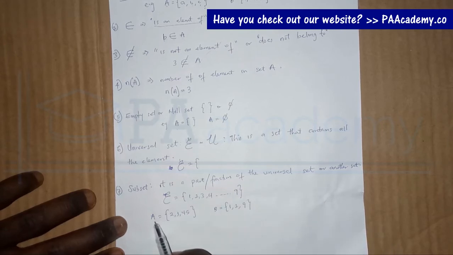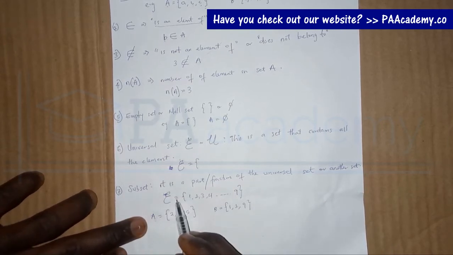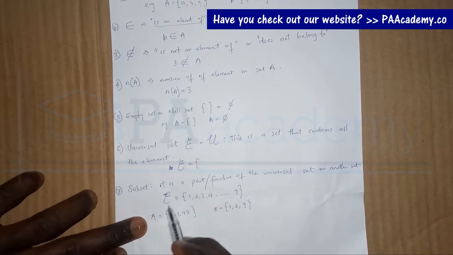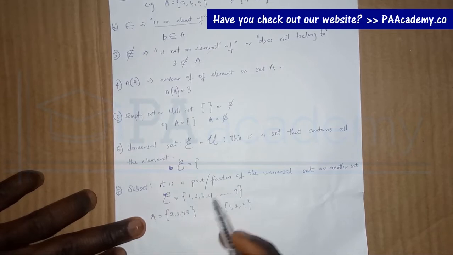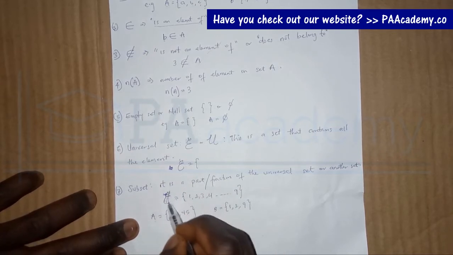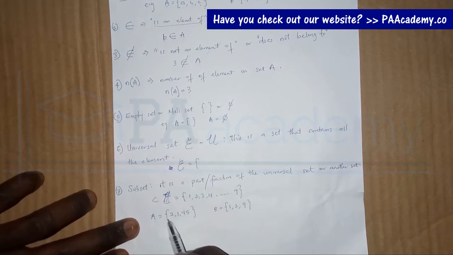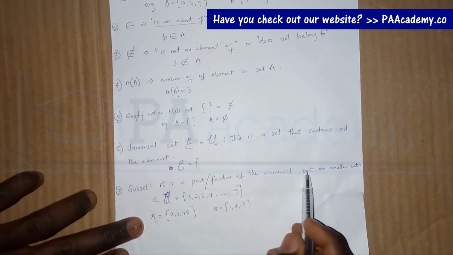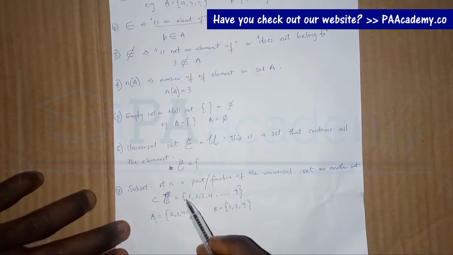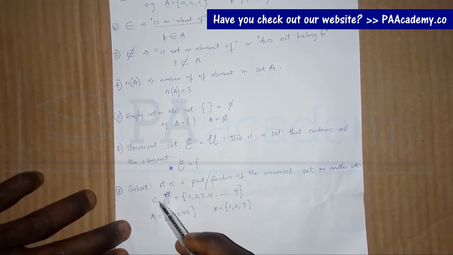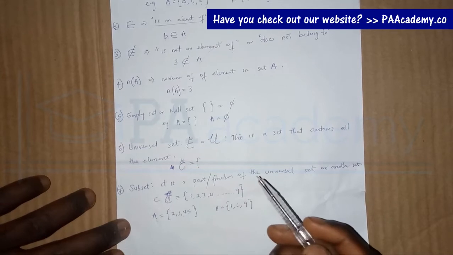We can say that A is a subset of the universal set, because all the elements in A can be found in the universal set. It might not even be the universal set. You can call this a set C. That means A is also a subset of set C. That's why I say it is a part or fraction of the universal set or another set. As long as all the elements in this particular set are in the main set, we say it is a subset.